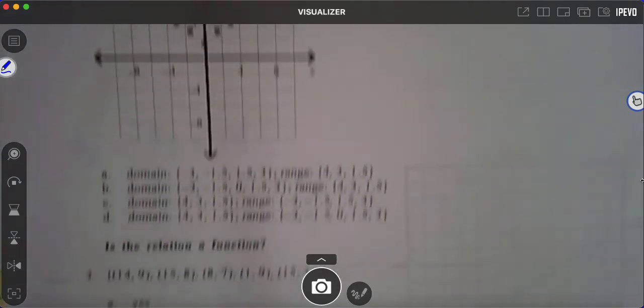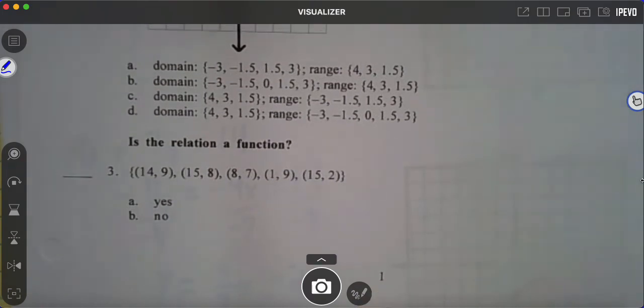Okay, let me just do 2 more. Y'all said 4. Is this a function? Look at your x value. That's all you have to do. No, because of this right here, it's not a function. So you would just put no. Are we good with these so far?